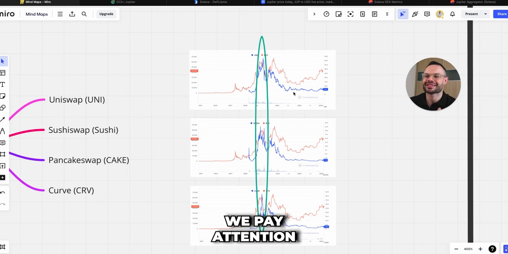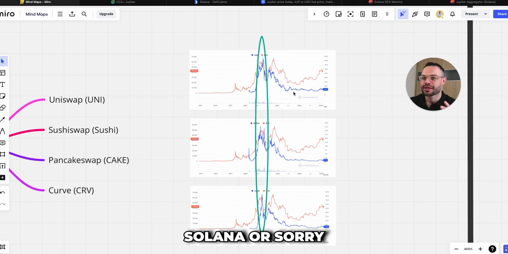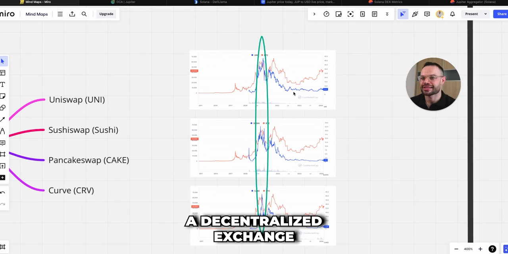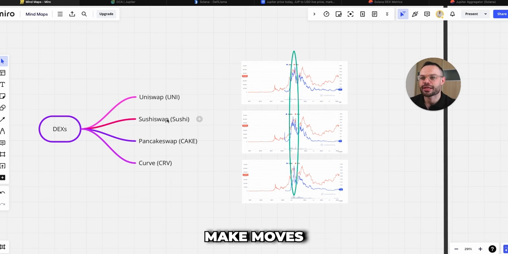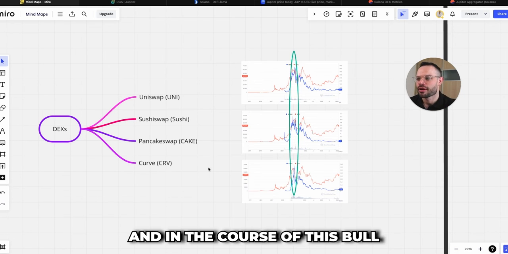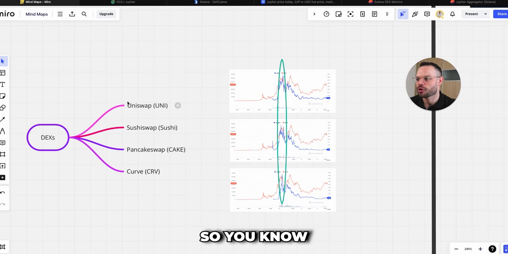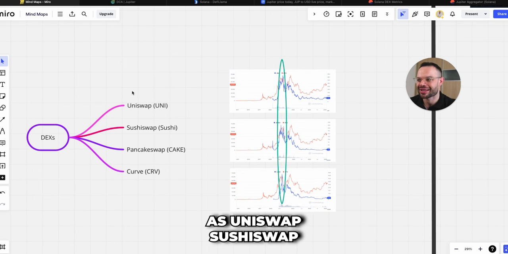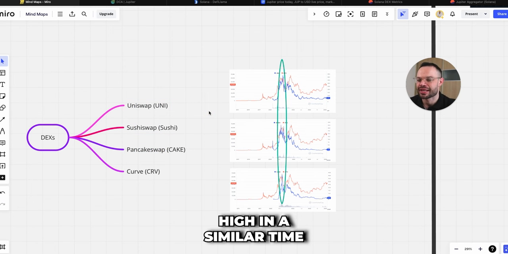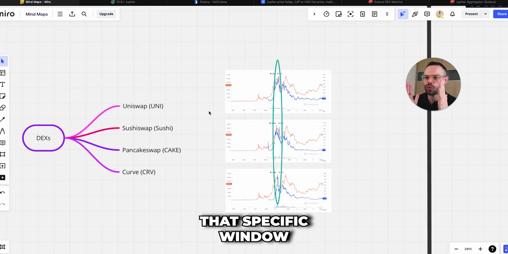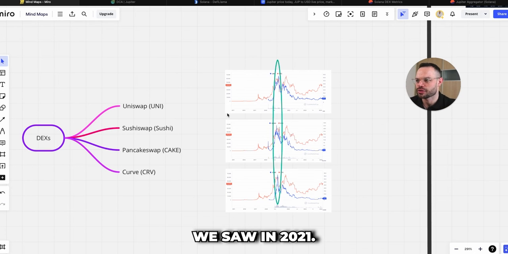So this is why we pay attention to narratives, and this is why it's important to understand the fact that Jupiter is a decentralized exchange on the Solana network, and it could possibly make moves in terms of price action and be putting in all-time highs when the DEX narrative gets its next leg up in the course of this bull cycle. So it might move at the same time period as Uniswap, SushiSwap, and PancakeSwap and put in its all-time high in a similar time period or in that specific window, similar to what we saw in 2021.